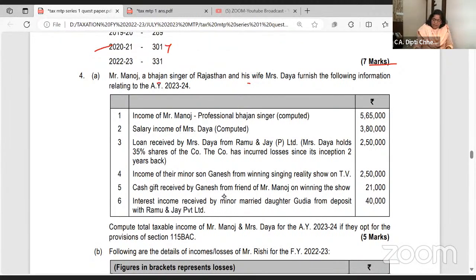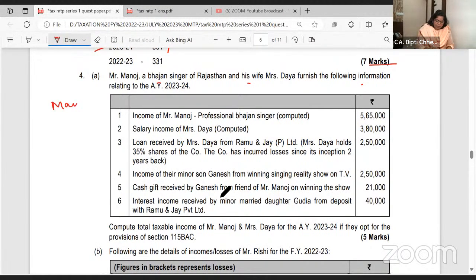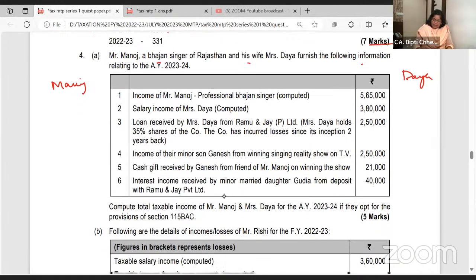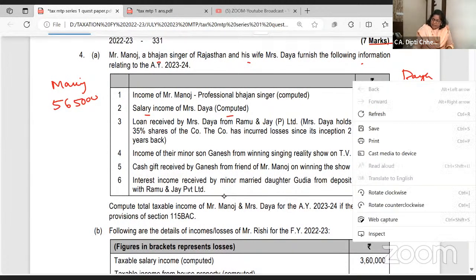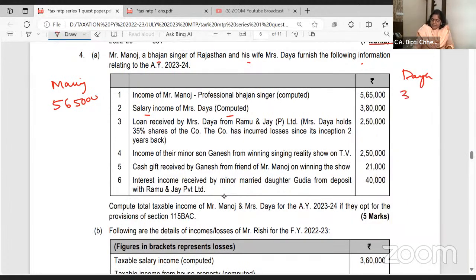Manoj is a singer and wife. So this is a clubbing problem. So I'll take Manoj ki income here, Daya ki income here. Manoj ki own income is 5,65,000 and it's computed. Daya ki salary income is computed. Agar computed nahi rehti to we would have taken the standard deduction.